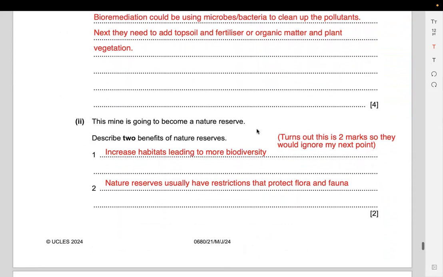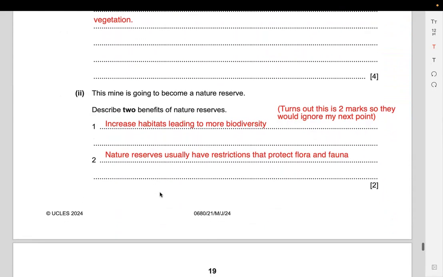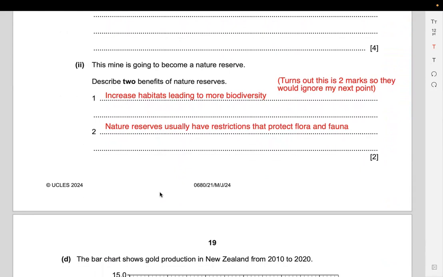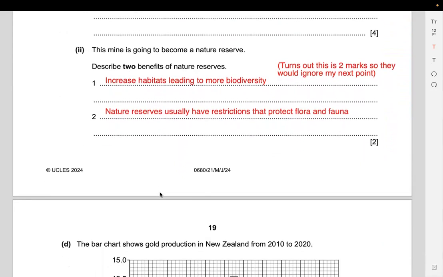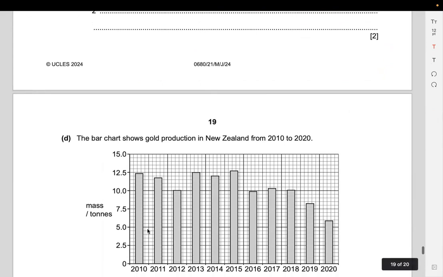It's going to become a nature reserve. 2 benefits. Well, I always say increasing habitat leading to more biodiversity. Turns out on the mark scheme that is 2 marks. So they would basically ignore this point. But it doesn't matter because I've got my 2 marks. The other thing I thought was they usually have restrictions that protect flora and fauna. You know, like keep to the paths, watch out for such and such, or they have an area where you can't actually access and trample on the orchids or whatever.